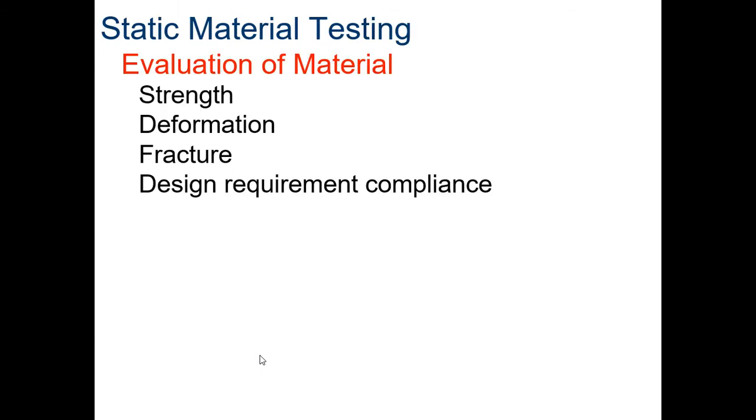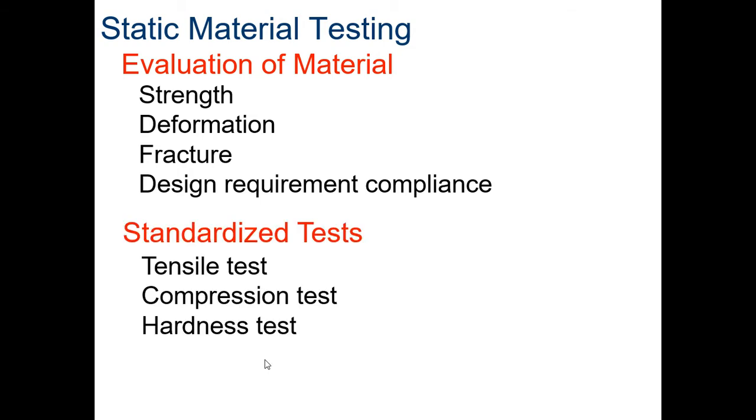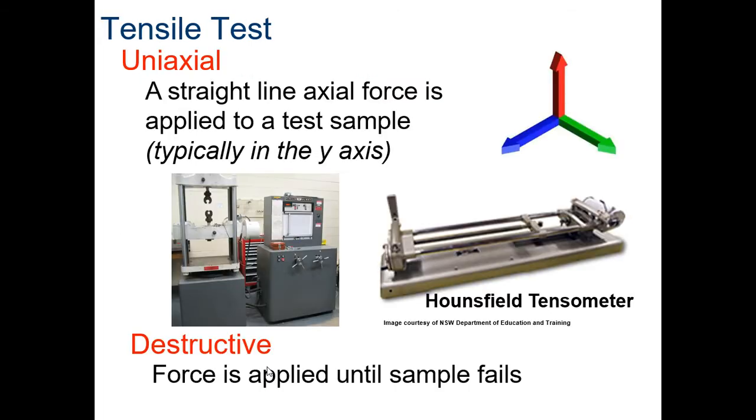Okay. So, what are we looking for? Strength, how it deforms itself or deformation, fracture, and some design requirement compliance that we have to meet to be able to do this. Okay. The three standardized tests that there are is tensile, compression, and hardness. We're primarily going to focus on tensile test, but we will mention compression and hardness later on.